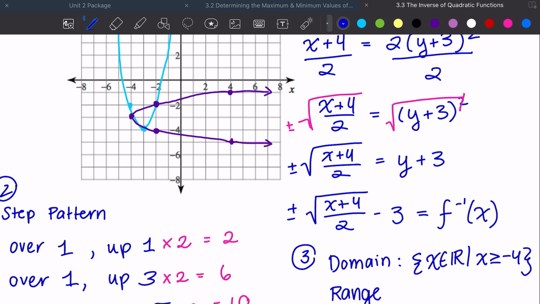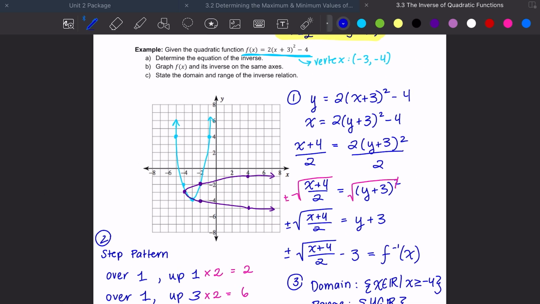And then my range, any restrictions on y? No, it's just going to keep getting wider and wider and wider and eventually hit everything. So just y is any real number. Voila. And that's it. You graphed a quadratic inverse and its original, and you stated domain and range.